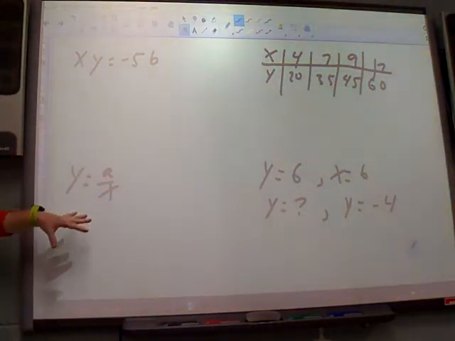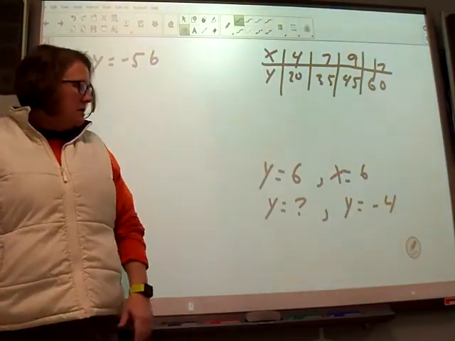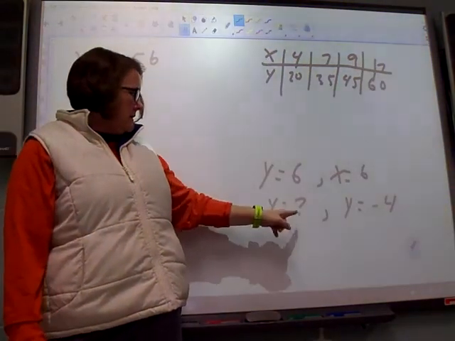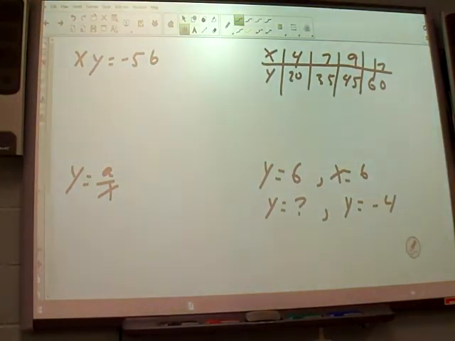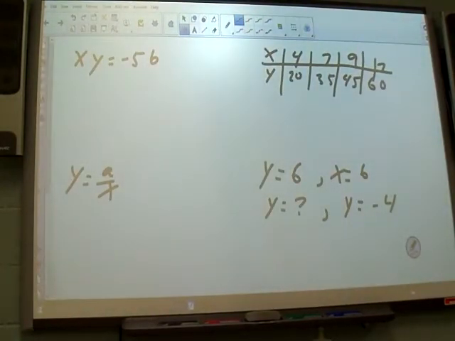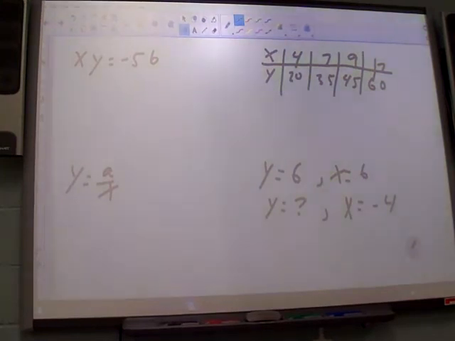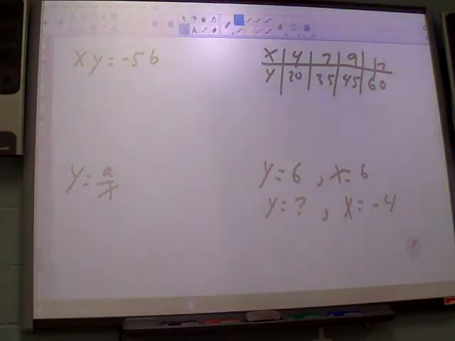It varies inversely. When Y is 6, X is 6. So tell me what Y, I put 2 Y's there. You can't do that. Tell me what Y is when X is negative 4. Let me change that second one to an X. There we go. Tell me what Y is when X is negative 4. So see if you can get those 3 down in your notes real quick. If we do good, it'll be a wrap.